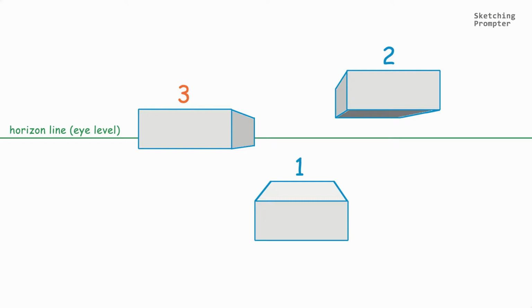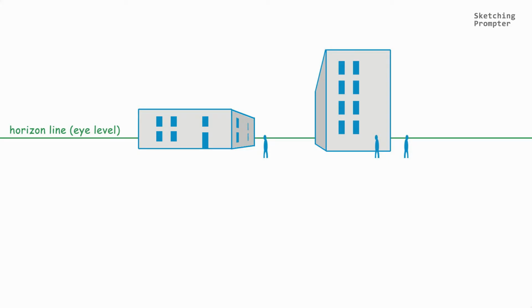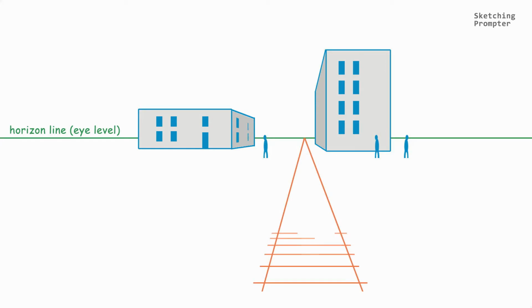This third box is in the position of a building seen from the street. Our eye level normally is higher than the base of the building. All the parallel lines are getting closer and closer with distance.